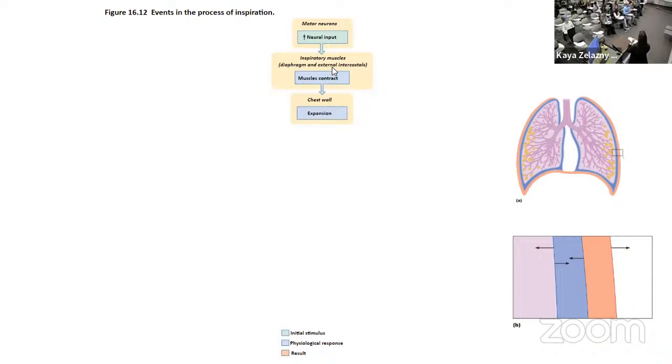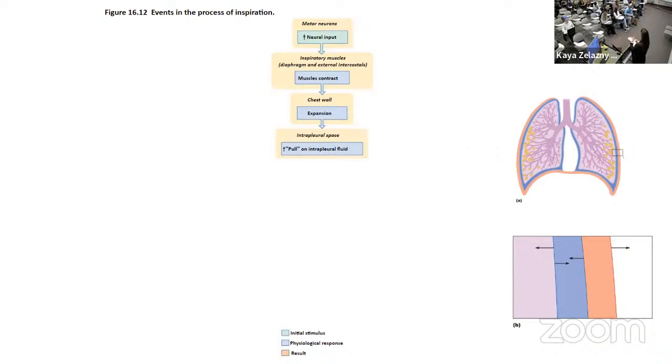When they contract, when they get shorter, the diaphragm makes the chest bigger up and down. The external intercostals make the chest wider, side to side and front to back. So our chest wall overall is expanding. As it expands, it pulls on the intrapleural fluid.